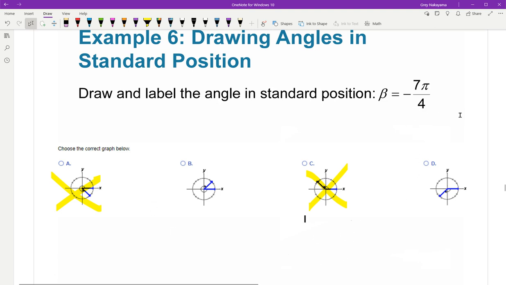7 pi over 4, y'all. You think about the one in the middle and you count. So if I start, this was pi over 4 up here. This one right here. And up here is 2 pi over 4, and 3 pi over 4, and 4 pi over 4, and 5 pi over 4, and 6 pi over 4, and 7 pi over 4. So 7 pi over 4 is going to be almost all the way around the circle. And so the answer is going to be B. This one is actually negative 3 pi over 4.